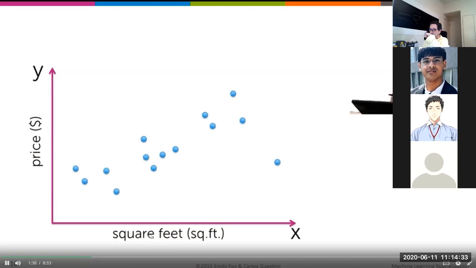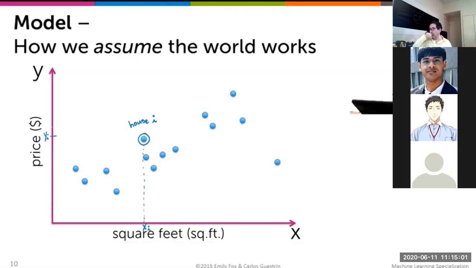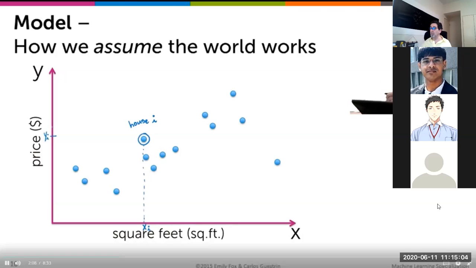And we made exactly this plot in the first course of the specialization. So just to be clear, this circle here represents, let's say, the ith house in my data set. And that house had some number of square feet, xi, and some sales price, yi. Okay, so this is my data, and what my model represents is the expected relationship.